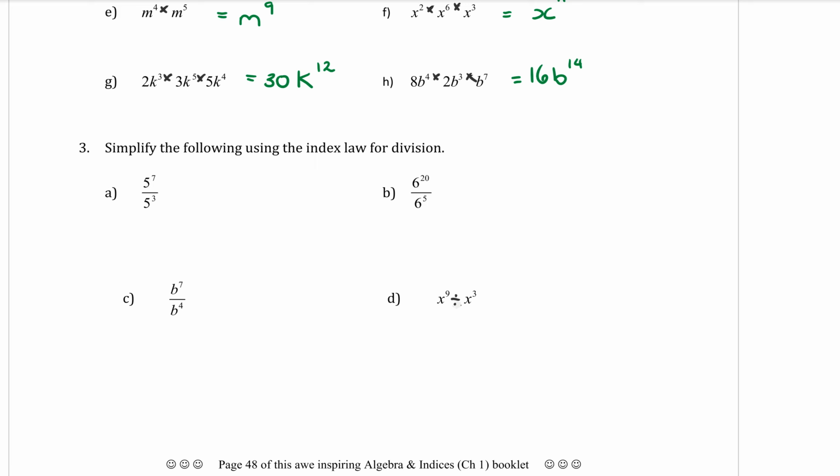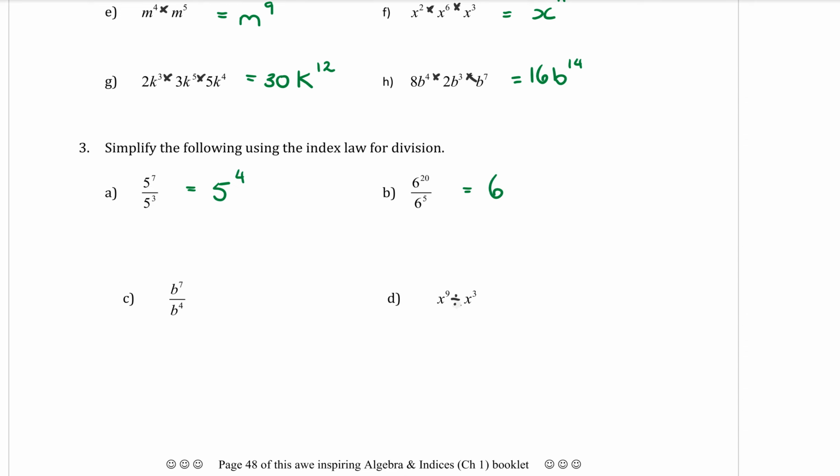For A, 5 is the base. And 7 take away 3 means a power of 4. Subtracting the power. Top one minus bottom one. Same thing for B. 6 is the base.